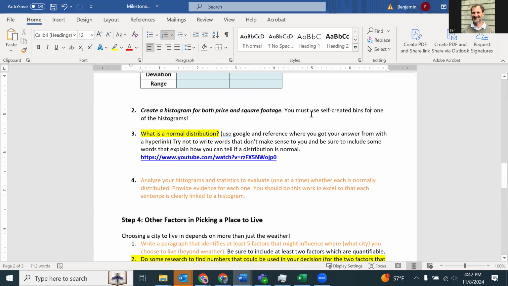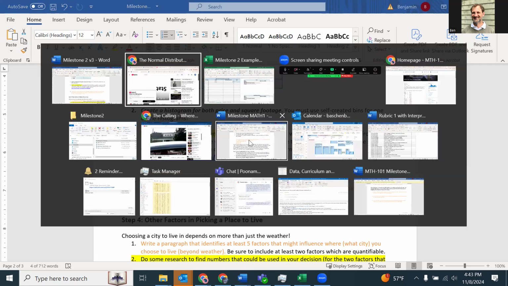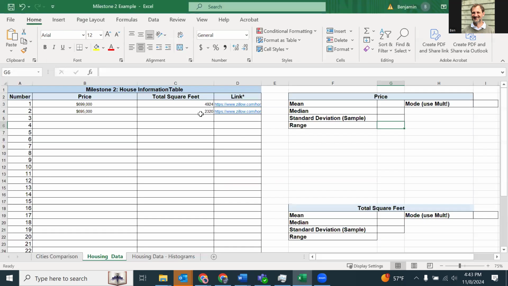The self-created bins, the process could be the mathematical one that we did in module 7, but it could also be more general. Let's say I finish collecting my data and I see that my minimum for my total square feet is 2320 and my maximum is 4924. Well, I could say I'm going to go from 2000 to 5000 and I'm going to go in 500 square foot chunks. And I'm just going to count how many of each one are in. I mean, that's doing it by hand.